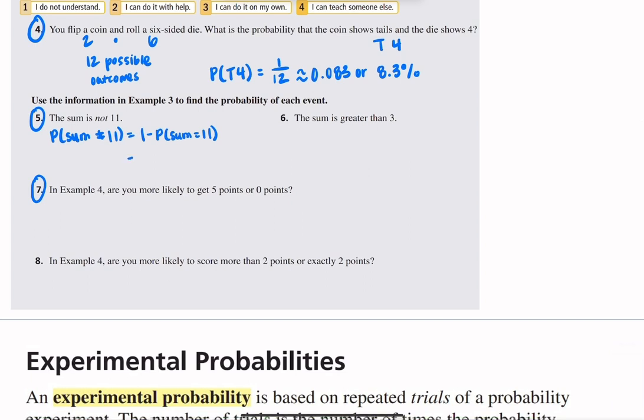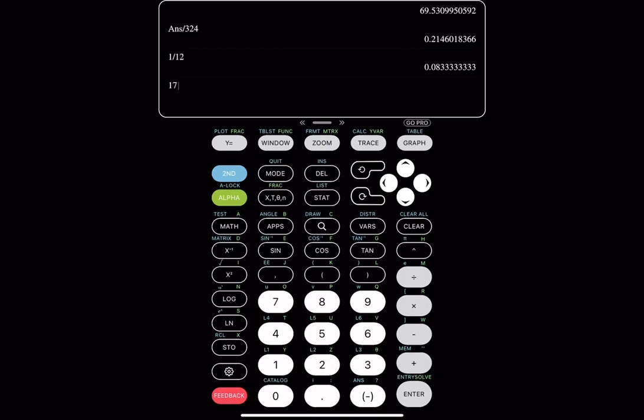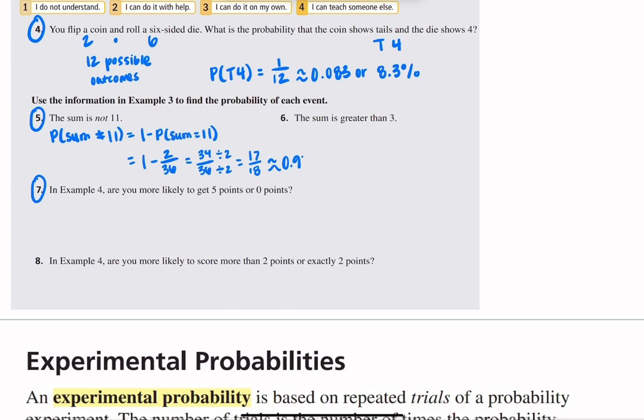So going back, that's 1 minus 2 over the total, which was 36. So again, 36 minus 2 is 34 over 36. We will simplify by dividing by 2. You would get 17 over 18. Or we'll find the decimal, 17 divided by 18, about 0.944. Or 94.4%. All of those are possible answers.